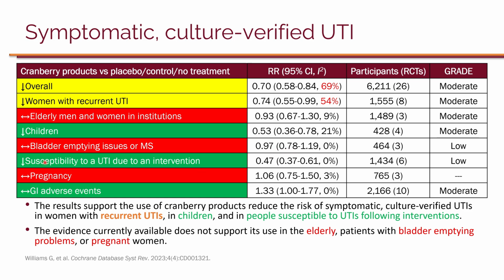Now, in people who have susceptibility to a UTI due to an intervention, the evidence is clear that it may prevent UTI in those people. So no heterogeneity and statistically significant difference. No difference in pregnancy, and when it comes to safety, also no difference in adverse effects. So while cranberry products may not be as effective in most people, they're also not causing adverse effects. So unless people are about to undergo a procedure that will put them at risk of getting a UTI, the evidence is clear that cranberry products are not going to work for the large majority of people out there.